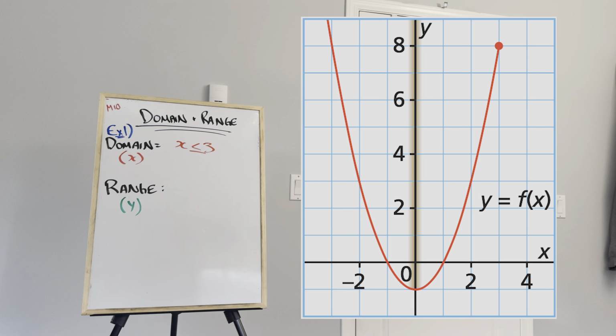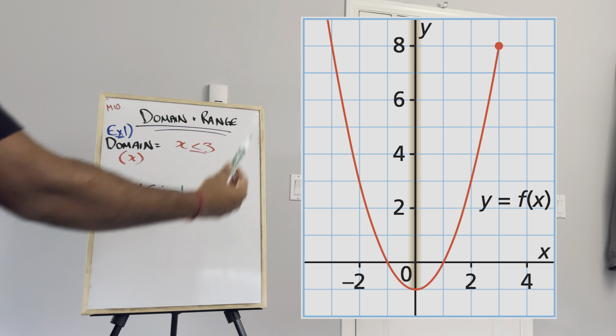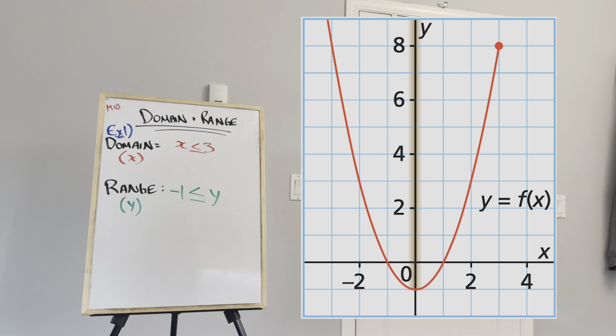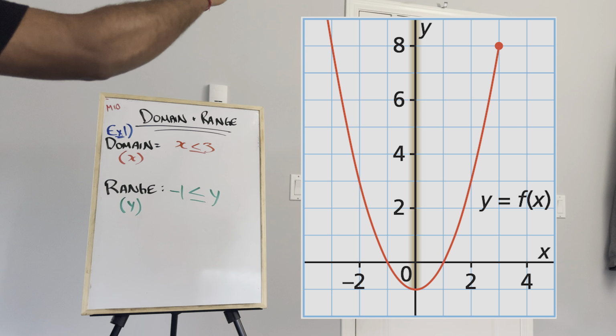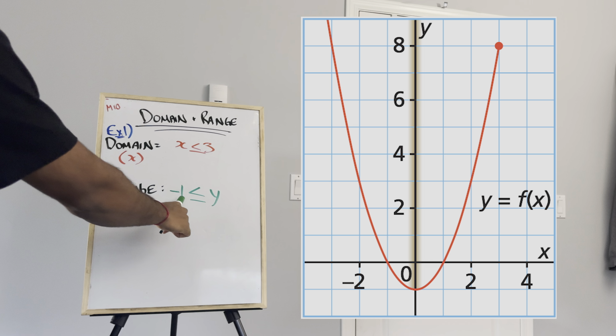Let's find the range. Range is up and down, y values. So what's the lowest point our y can get? It looks like it touches -1. -1 is the lowest it can go. Now, what's the highest it can go? Well, again, it looks like it goes on forever. All our y values have to be either equal to -1 or they go all the way up infinite. So they're all greater than -1.